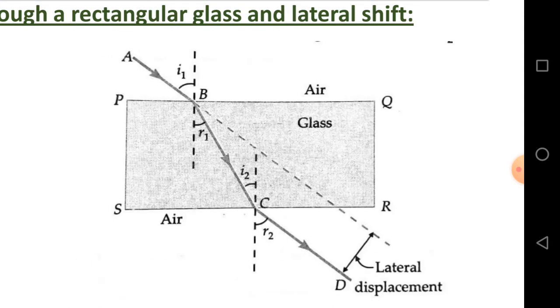Then the perpendicular displacement between the incident ray AB and the emergent ray CD is called lateral displacement.